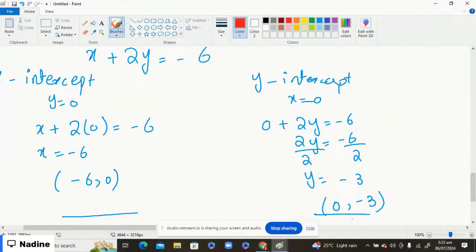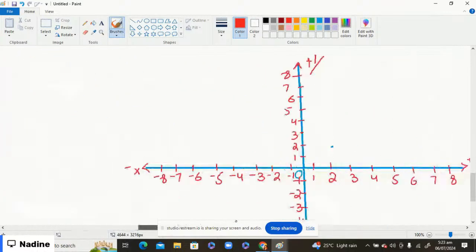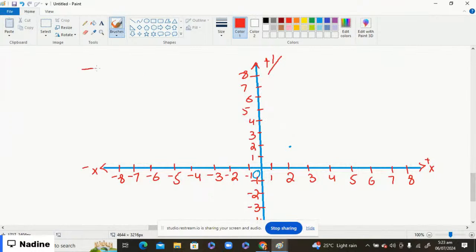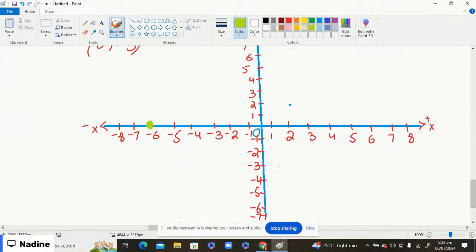Okay. So the points are minus 6, 0 and 0, minus 3. Where do they lie? Let's check. The first point is minus 6 and 0. This is minus 6 and that is 0. The second point is 0 and minus 3. It lies here.